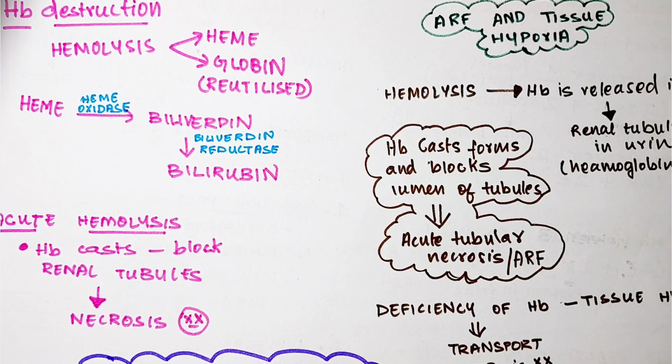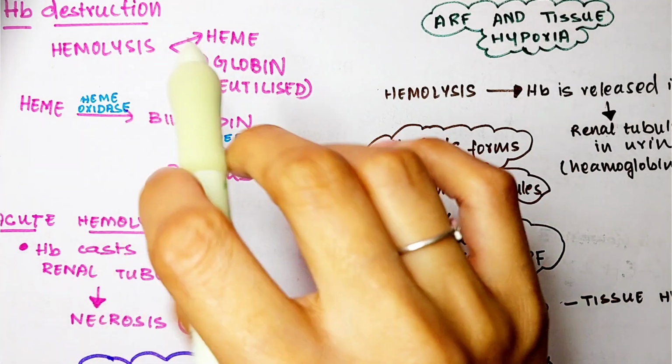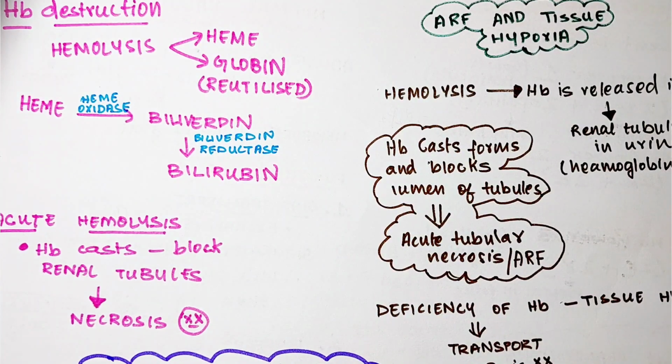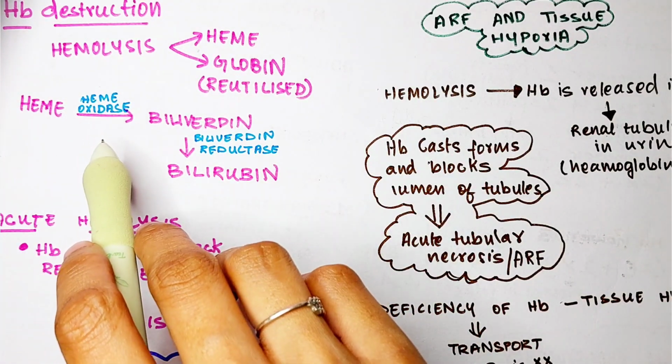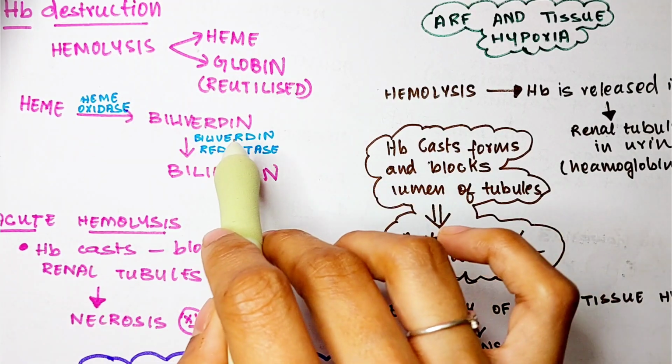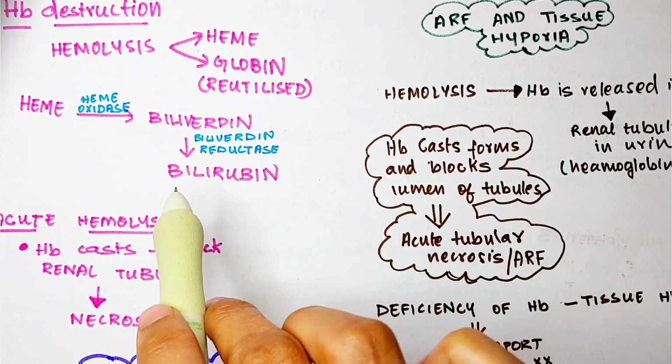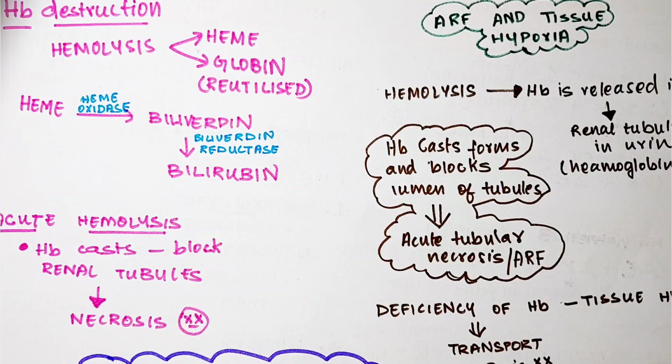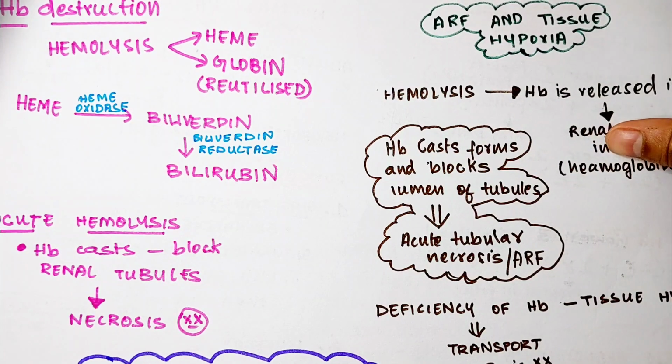It's going to help, it's not going to go to waste, it's going to form one of the substrates to form more hemoglobin. But let's see what this heme is showing. This heme, in the presence of heme oxidase, will get converted into biliverdin. Biliverdin, in the presence of biliverdin reductase, will get converted into bilirubin. These are all the bile pigments that exist.